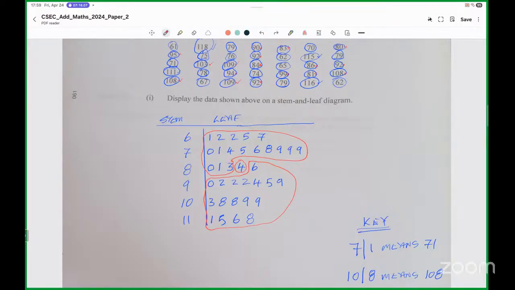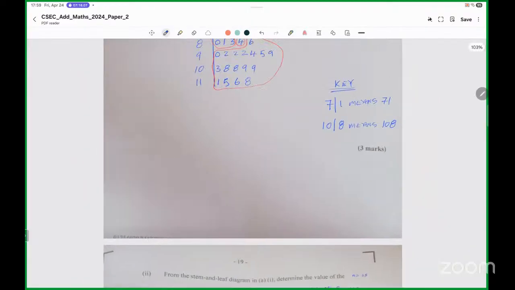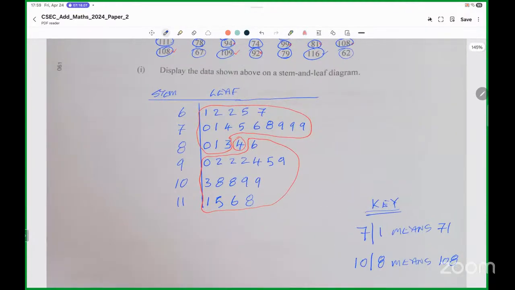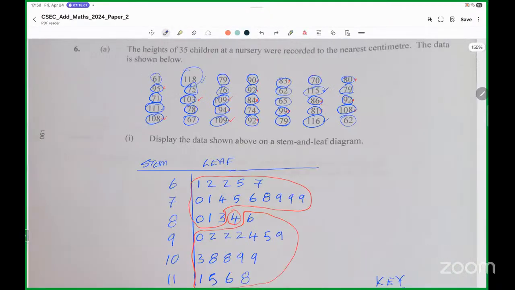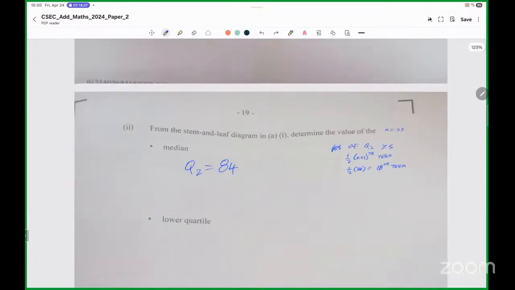So that value is the median. We said the position of Q2 is the 18th value. So the median Q2 is 84. I want you to look at the data. Note I did not put 4, I put 84. That 4 right here is 84. What are these measures in again? Centimeters. So you have to give the answer in the same units as the data. So it's 84 centimeters.